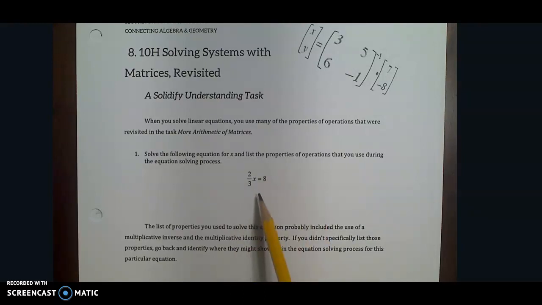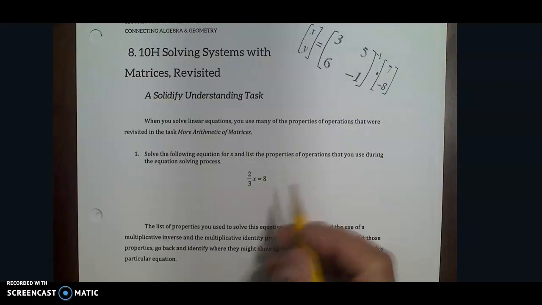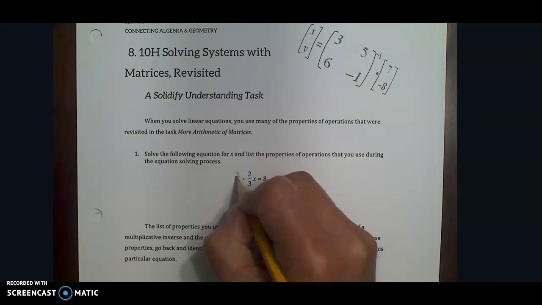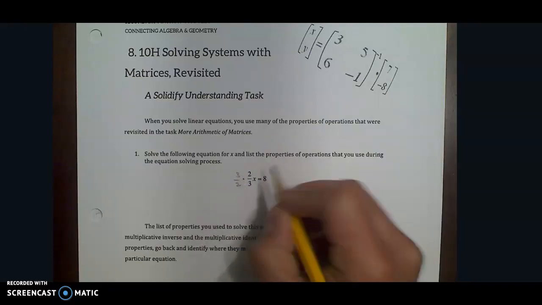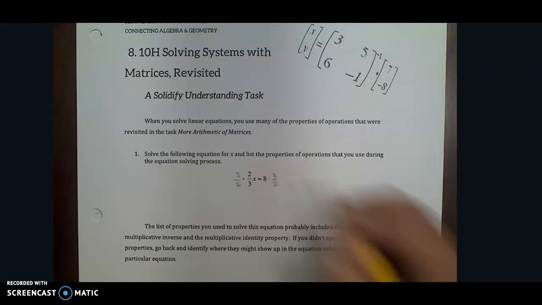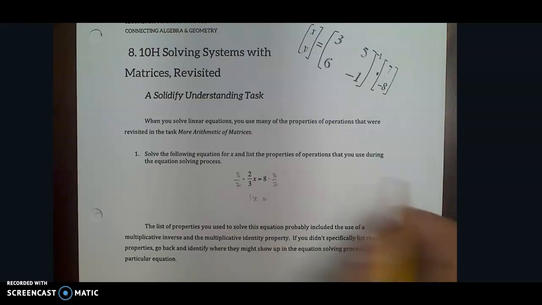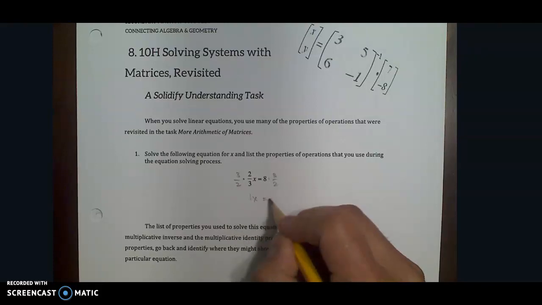So when we're trying to solve for x, we want to, of course, get the variable by itself. So we need to get rid of the 2/3. We could do this in 2 steps, right, but we want to be efficient. So the most efficient way to get the x by itself is by multiplying both sides by the reciprocal. Multiplying both sides by 3/2. That would get this to be 1x equals 12.